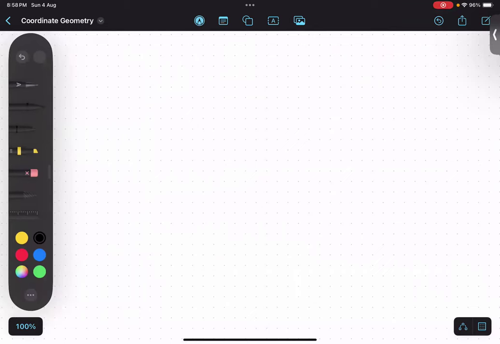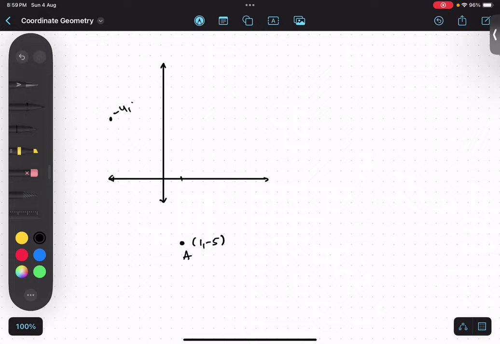So let me just draw the coordinate plane. 1 comma minus 5. This is 1 comma minus 5. Point would be somewhere here. This is point A. What was the other point? Minus 4, 5. Minus 4 will be here and comma 5 would be somewhere. Yes or no? Yes. So this is point B.